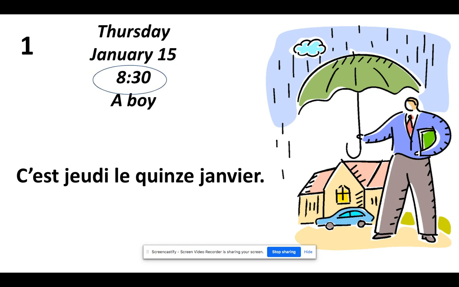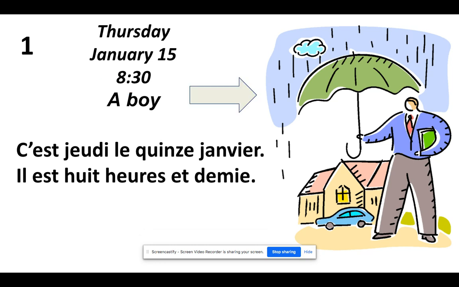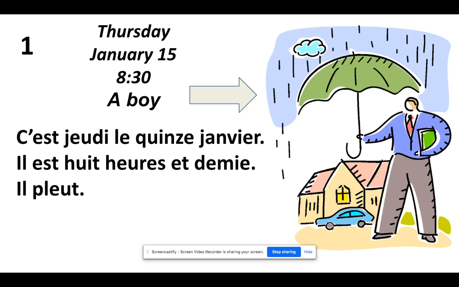The next thing we want to look at is the time, right? It's 8:30. How do we say 8:30? Well, we know it's 8 for 8, and 30 with time is et demi. So we have il est 8h30. So far our answer is c'est jeudi le 15 janvier. Excuse me. Il est 8h30. The next thing we want to talk about is the weather, right? So we've said the day and the date, the time, now the weather. It's obviously raining, which we know in French is il pleut. C'est jeudi le 15 janvier. Il est 8h30. Il pleut.